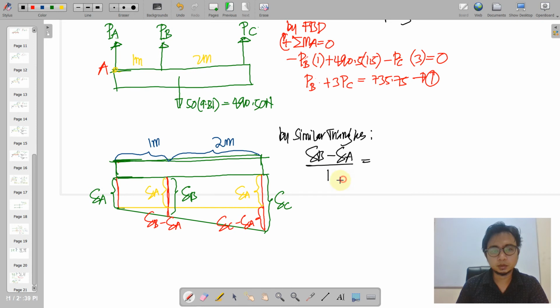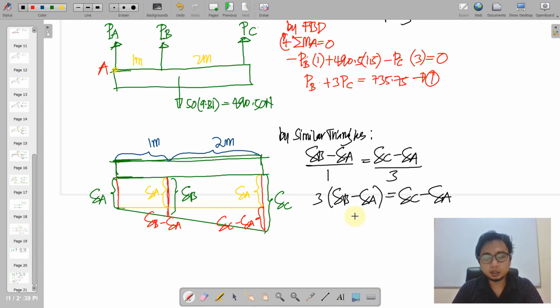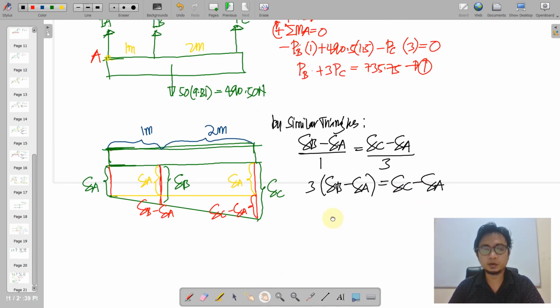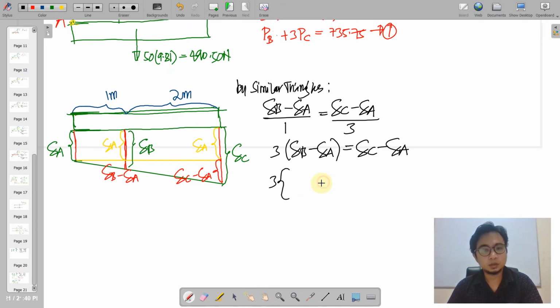We have delta B minus delta A is to 1, delta C minus delta A is to 3. By cross multiplication, we have 3 times delta B minus delta A is equal to delta C minus delta A. So we now employ the formula of spring deformation for each of these deltas. For our convenience, we first express delta in terms of its P.